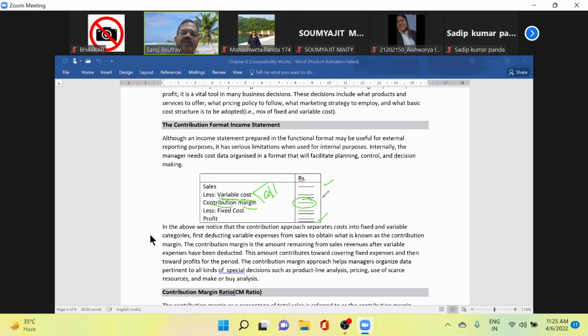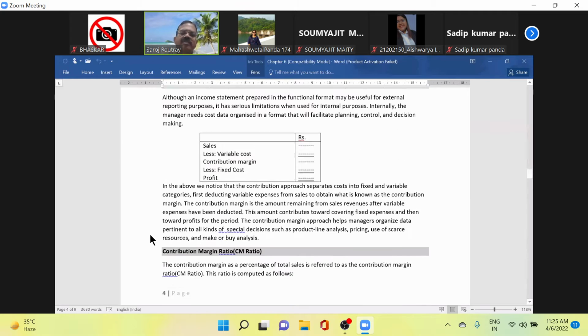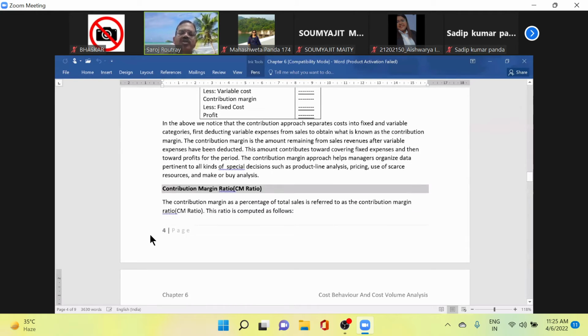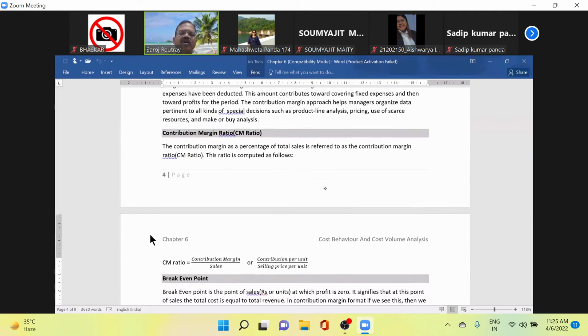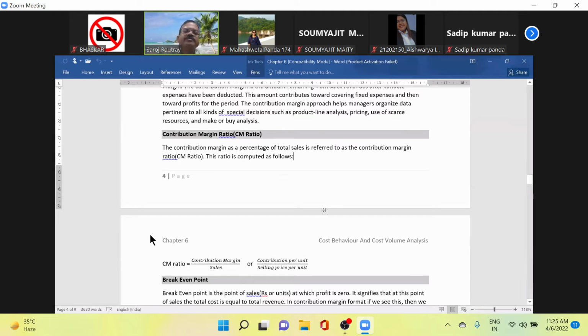So we need to put everything in this format if you want to take various kinds of decisions, right? And this is different from the traditional format of income statement. Normally it is not disclosed to outsiders. This is for managerial decision making.